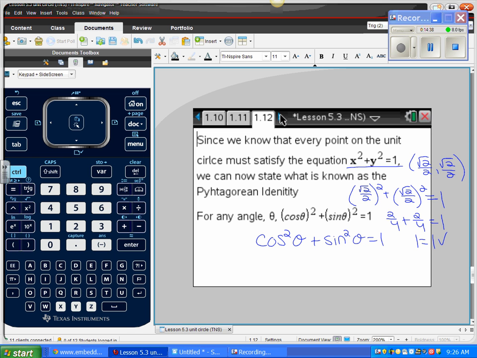Cosine squared theta plus sine squared theta equals 1, which should make sense, because when we're talking about coordinate points, cosine is what? X, and sine is y. So it fits right into that nice little equation of the unit circle. Okay? Very, very, very important. Okay.